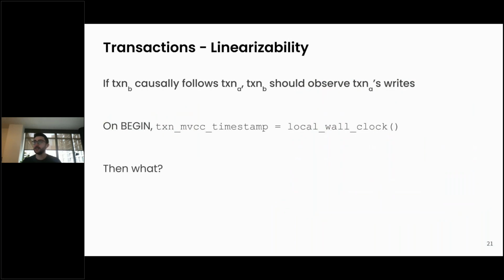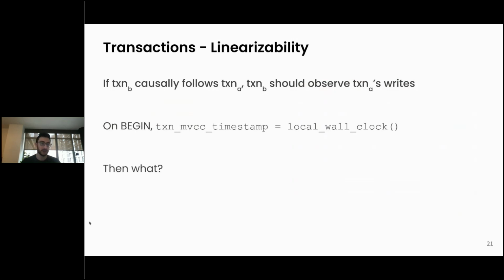When talking about consistency, the property that is often most used is called linearizability. It's used to express the concept that if a transaction B causally follows a transaction A, meaning transaction A happened, it committed, and there's either a chance or it is the case that commit then led to transaction B beginning, then we want to say that transaction B will always observe transaction A's effects or its writes.